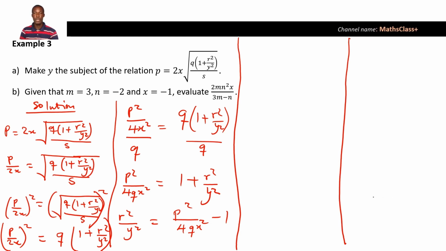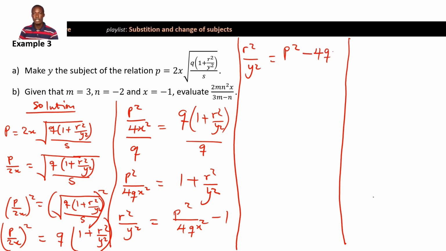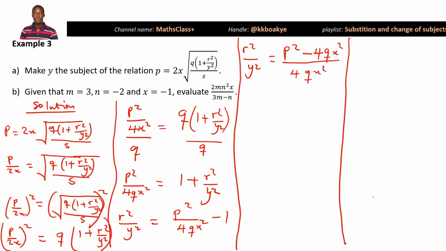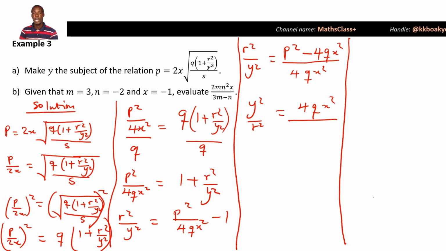Now we want to reciprocate, but before that we can write the right side differently as p squared, then we find the LCM, use it to multiply them, and that will give us p squared minus 4qx squared, then everything is divided by 4qx squared. Now we reciprocate to get y squared over r squared is equal to 4qx squared divided by p squared minus 4qx squared.